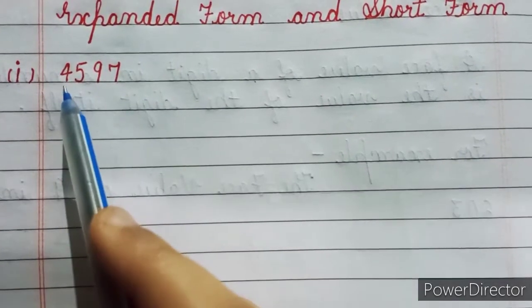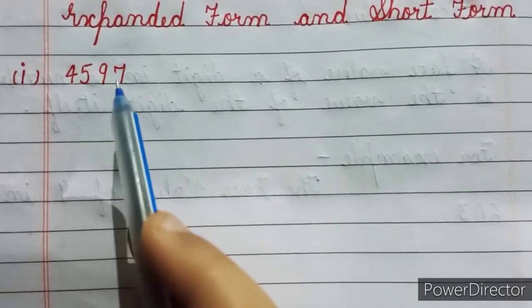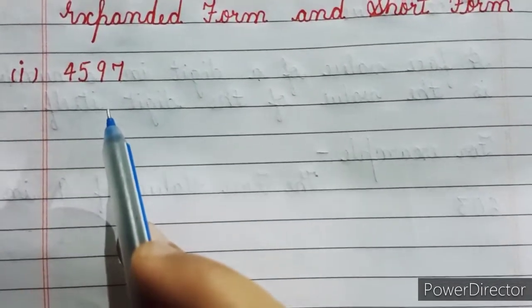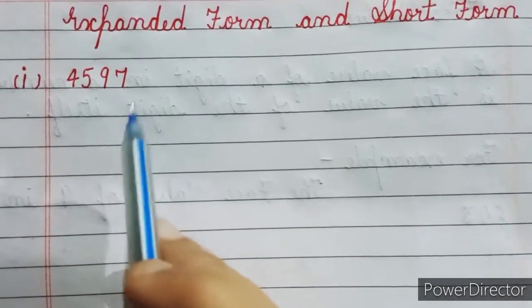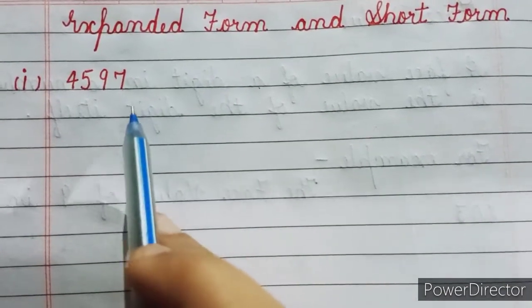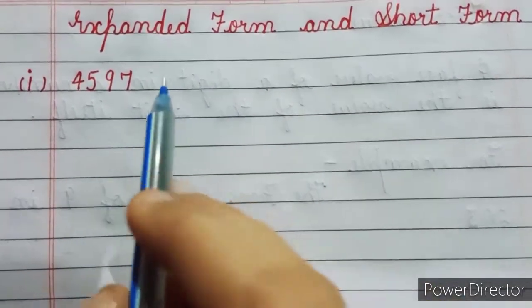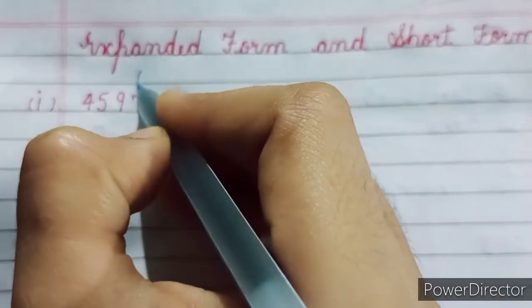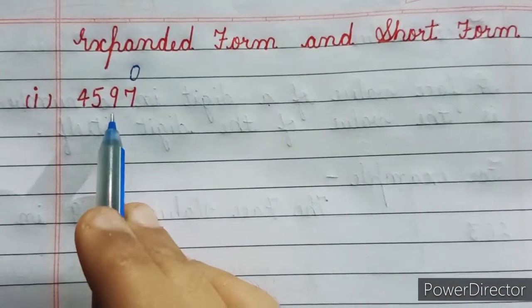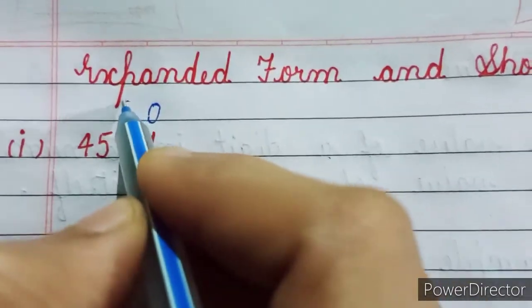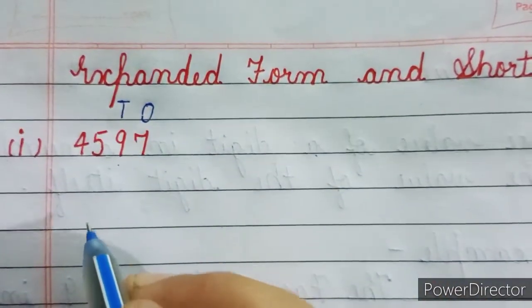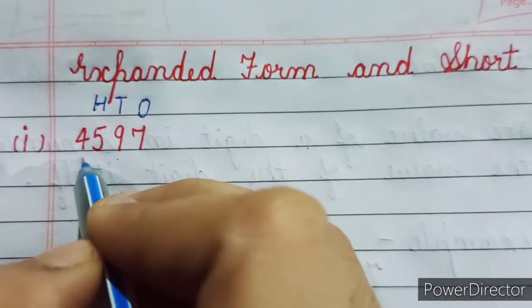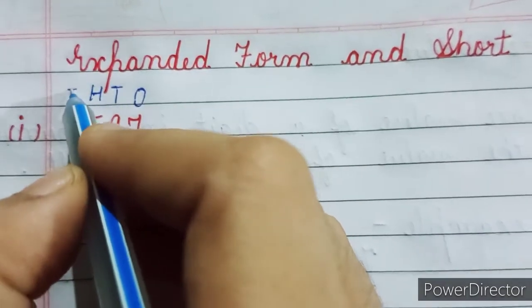The first number given is 4597. Now we will write this number in expanded form. First, you have learned about the place value of a number. So you know that 7 is at the ones place, 9 is at the tens place, 5 is at the hundreds place, and 4 is at the thousands place.